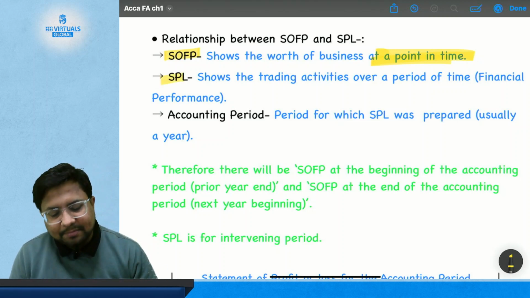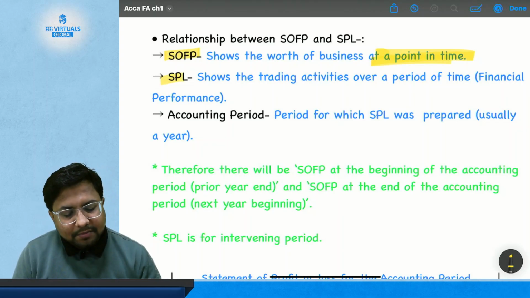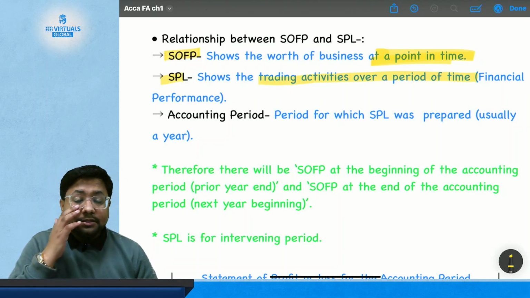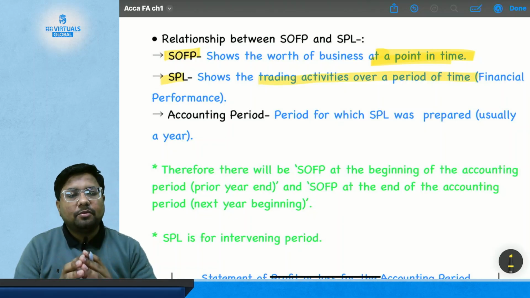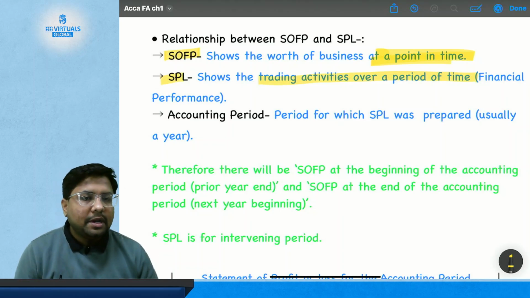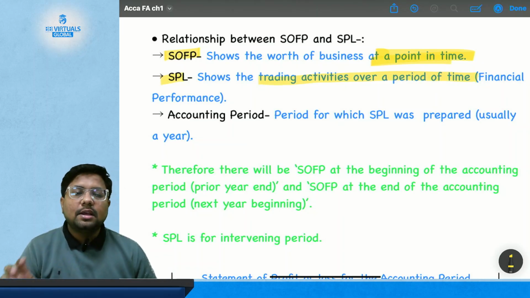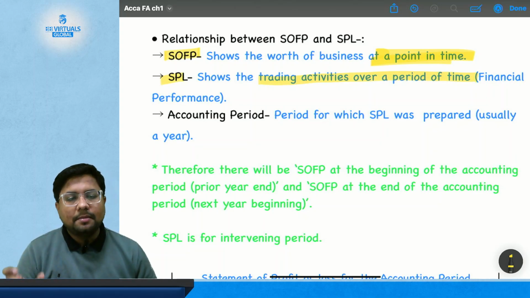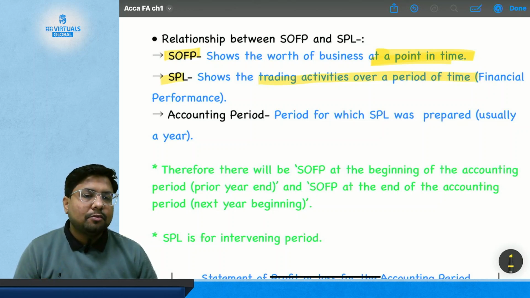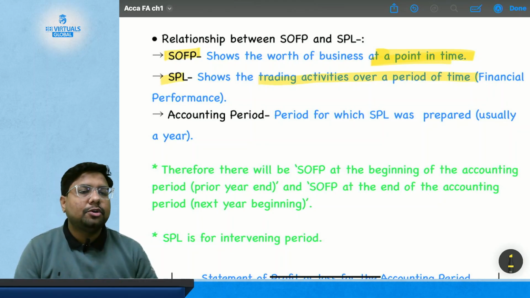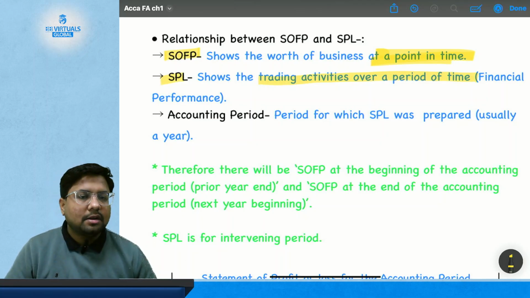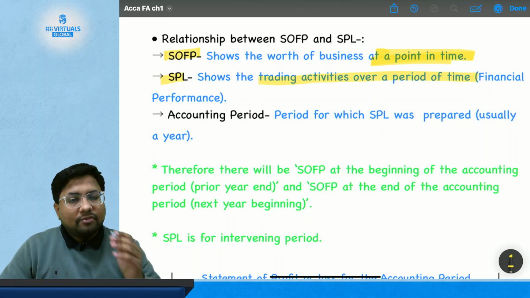But when it comes to SPL, the statement of profit or loss, it covers a period over time. It covers the accounting period. That means I can say what my financial performance is for quarter 1, quarter 2, 3 and 4, separately or accumulated. If I need separate performance for each quarter, I have a statement of profit or loss for each quarter. If I need the financial performance for the first half of the year, that is quarter 1 plus quarter 2, and the same goes for the second half.